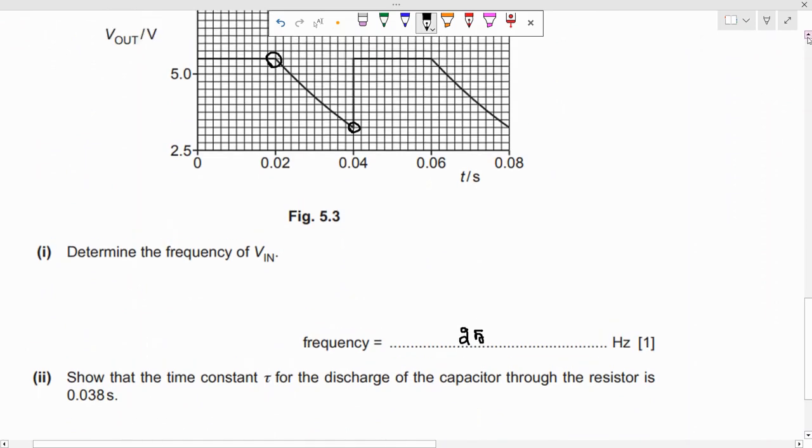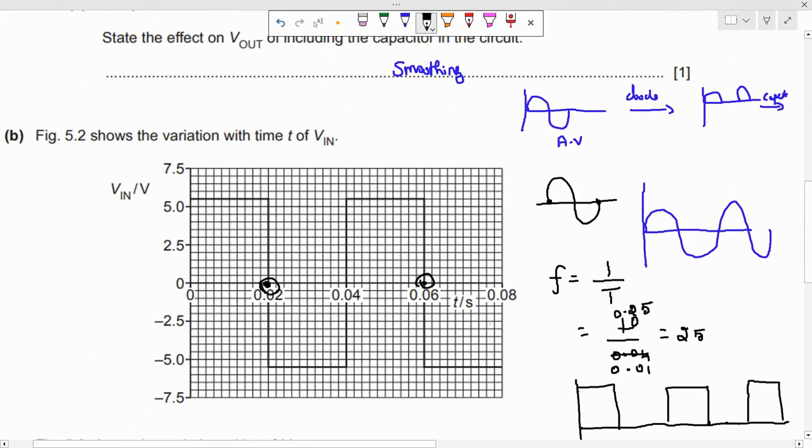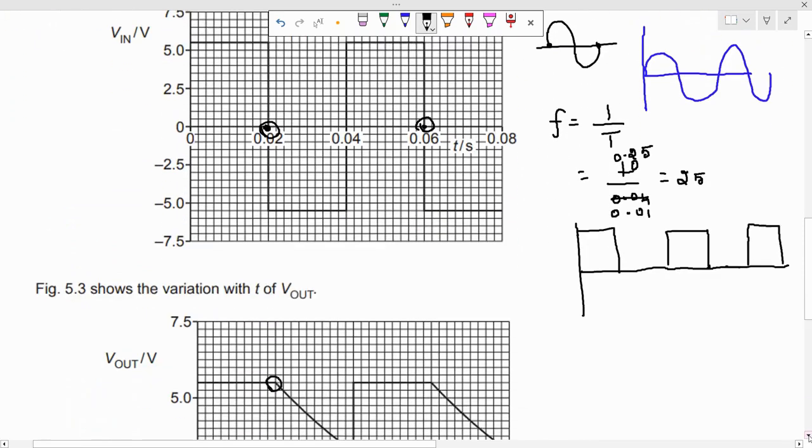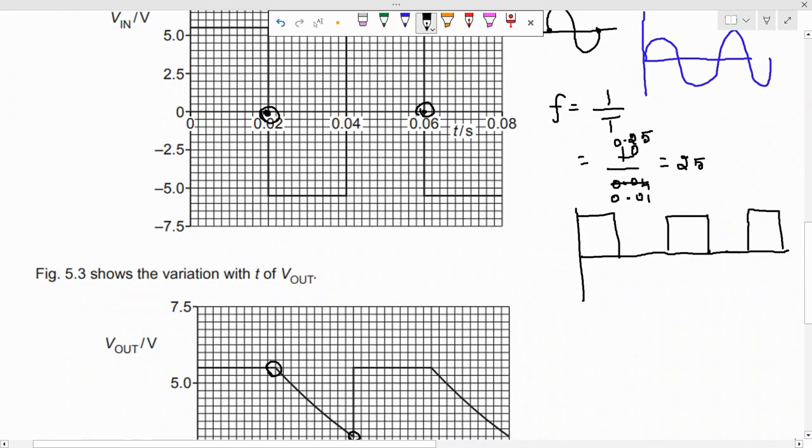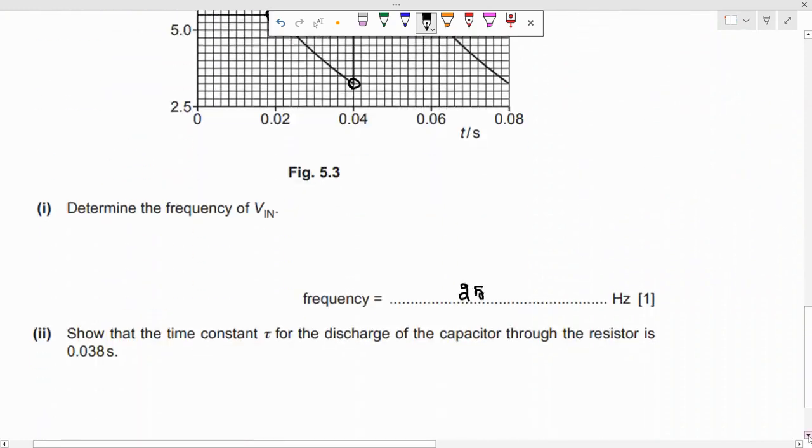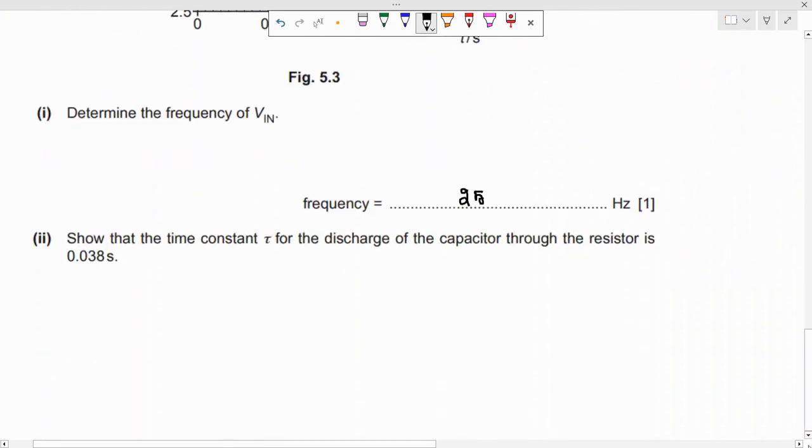Let me check whether they have given the time only in seconds. Yes, because sometimes they will give it in milliseconds. In that case you should convert that into seconds, because the frequency unit is 1 by second. 1 by second is nothing but hertz, the unit of the frequency.